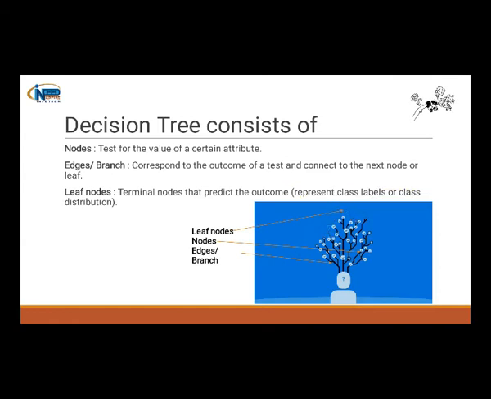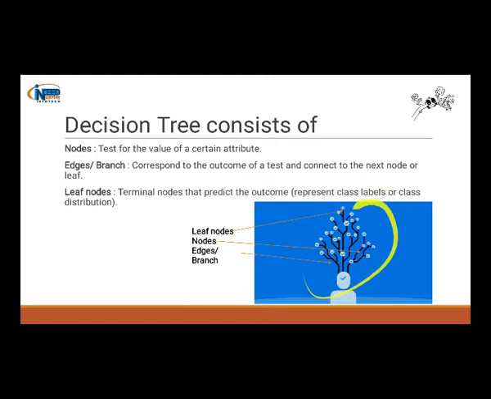We will talk about what a decision tree consists of. It consists of nodes, branches, and leaf nodes. What are nodes? These are the tests for the value of a certain attribute. The branches or the edges correspond to the outcome of a test and connect to the next node or leaf. The leaf nodes are the terminal nodes that predict the outcome. It usually represents class labels or class distribution.